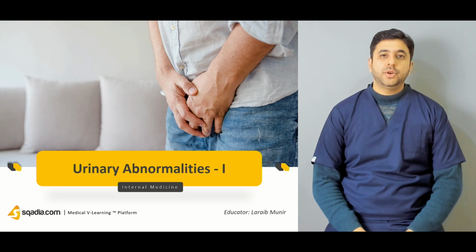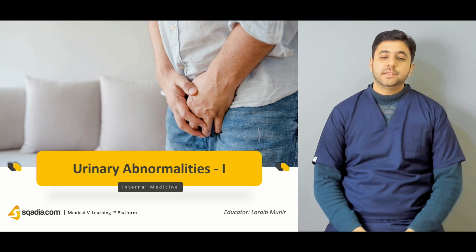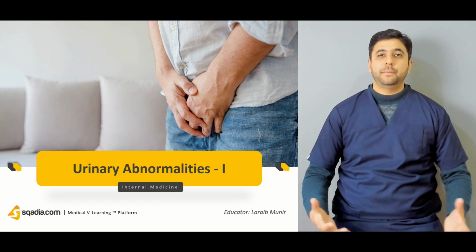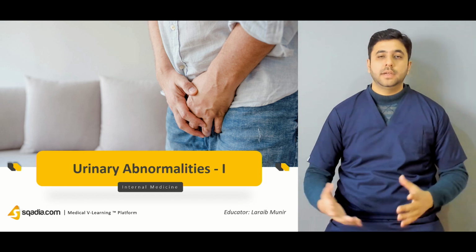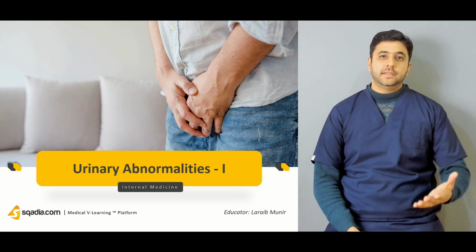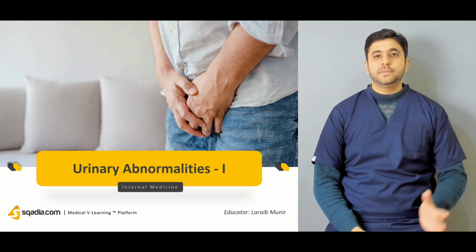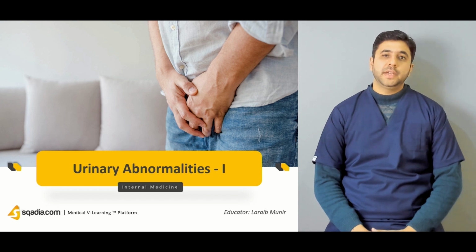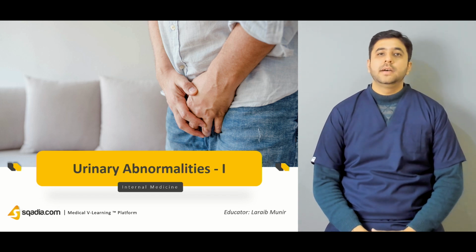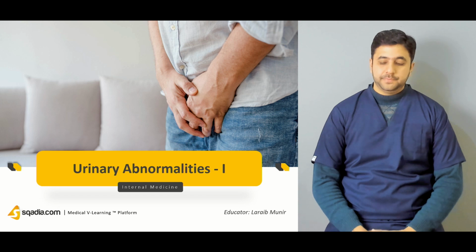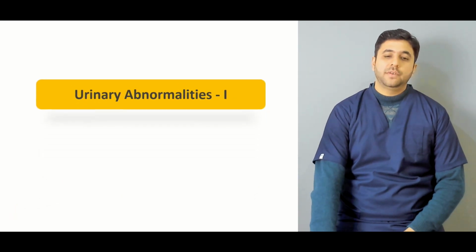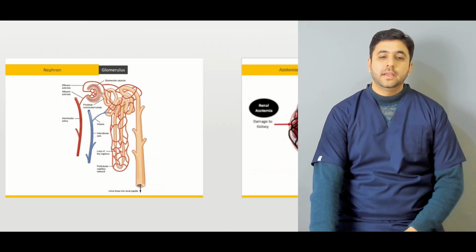Lara Munir, and today we are going to discuss a few urinary abnormalities. Since this is a very exclusive and big topic and it encompasses a lot of concepts, we have divided this lecture into two parts. This is the first part of the lecture in which we are going to primarily discuss azotemia or renal failure. So let me give you an outline of how we are going to proceed.